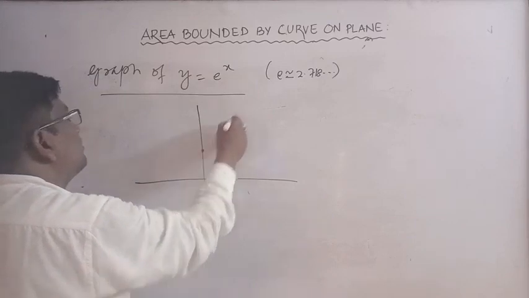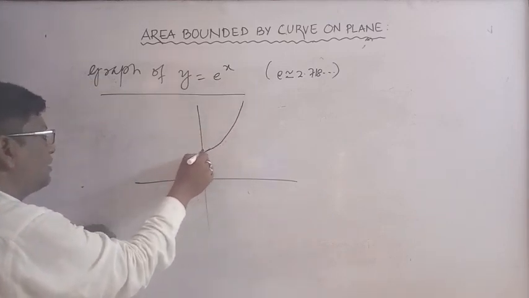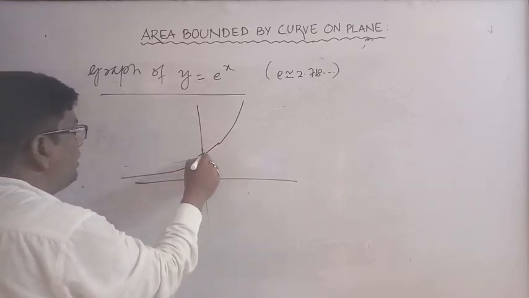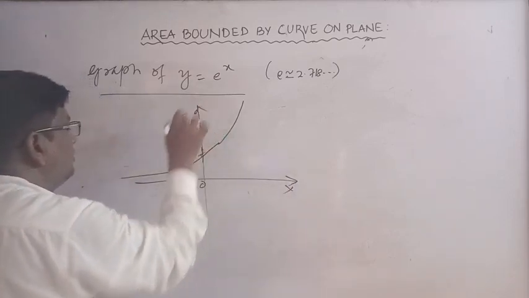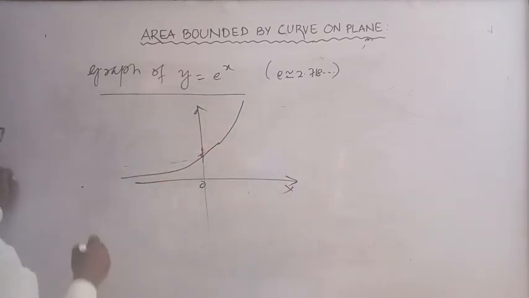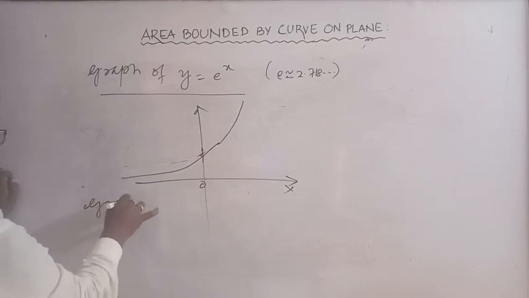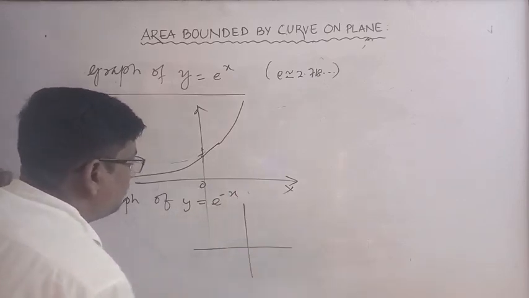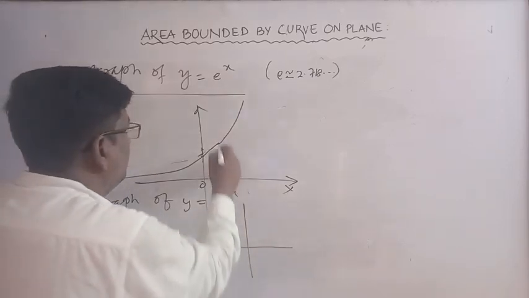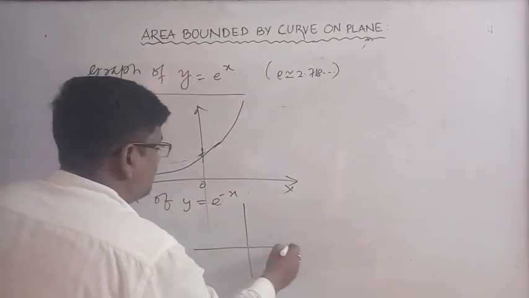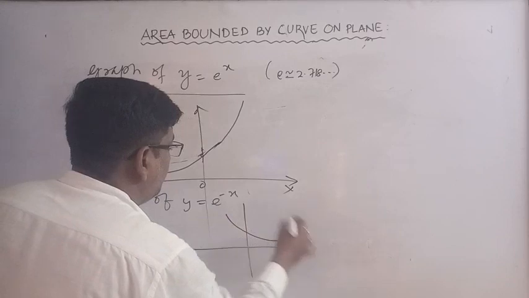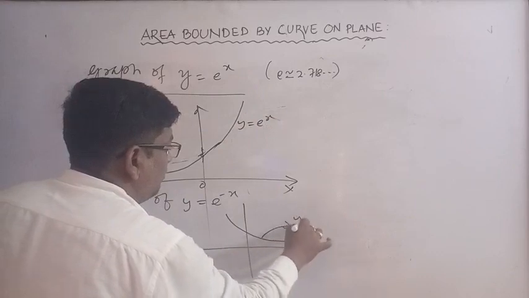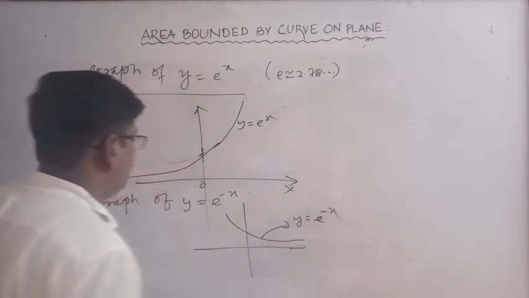Graph is like this because it is greater than 1. This is the origin, this is the x-axis, this is the y-axis, and this is the graph of y is equal to e to the x. Now, the graph of y is equal to e to the minus x will be 1 by e to the x, so it is smaller than 1. So the graph is like this. This is the graph of y equal to e to the x, and this is the graph of y is equal to minus e to the x.